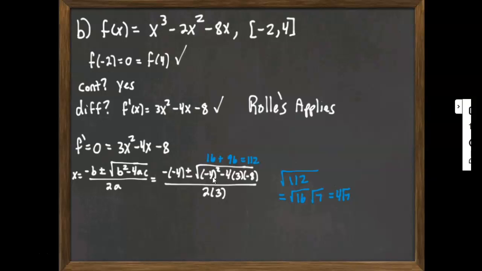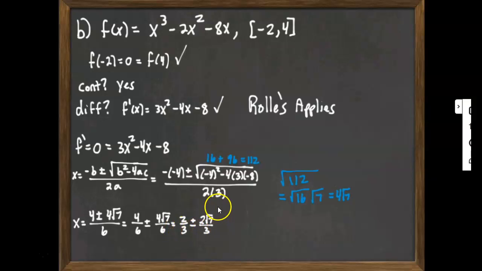Now I'll go back to the problem and plug that in. X equals 4, because the negative of -4 is 4, plus or minus 4 square roots of 7, and then 2 times 3 in the bottom becomes 6. Let's simplify a little further. I can break that apart as 4 over 6, plus or minus 4 square roots of 7 over 6. Both of those reduce, so I get 2/3 plus or minus 2 square roots of 7 over 3.